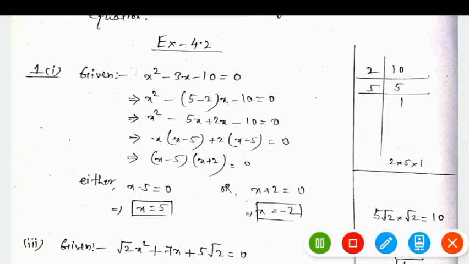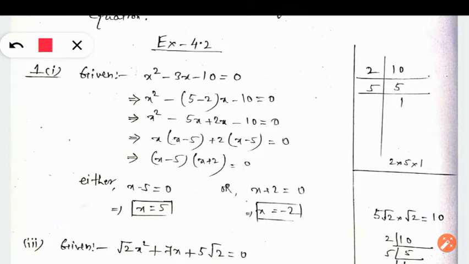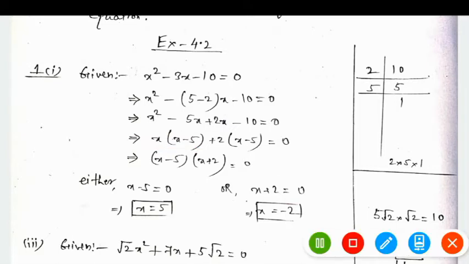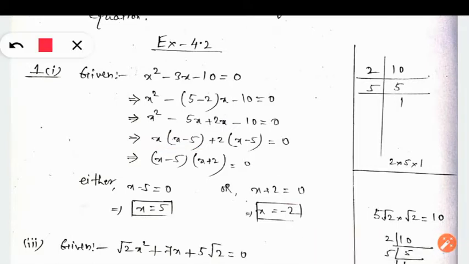Now after multiplying, we are required to take common from these two terms. In x square and minus 5x, which one is common? I think x is common. So I have taken x common from here, and I got x minus 5 left in the bracket. Now what is common from here?